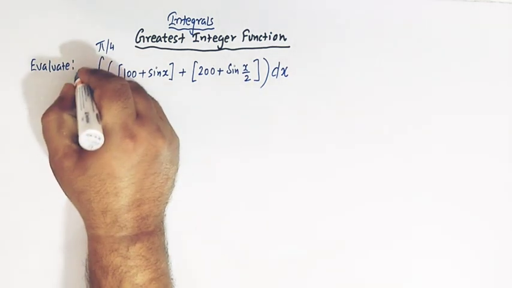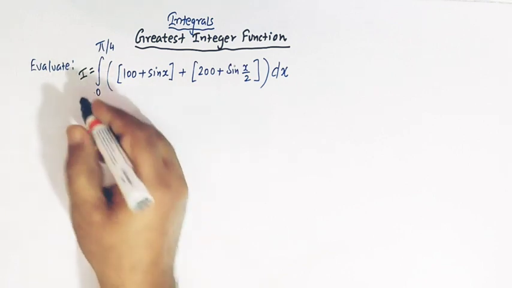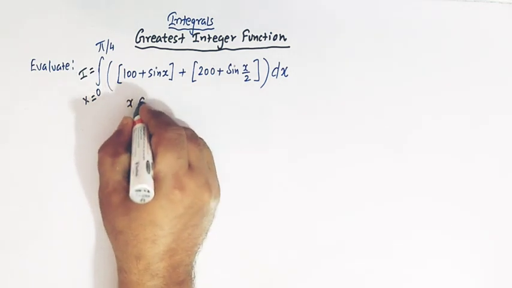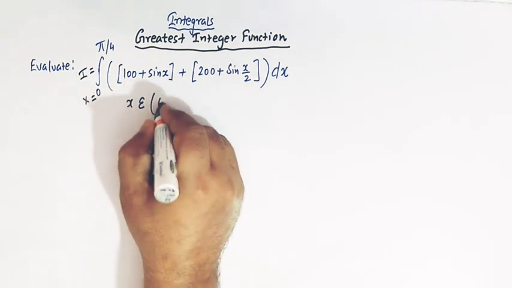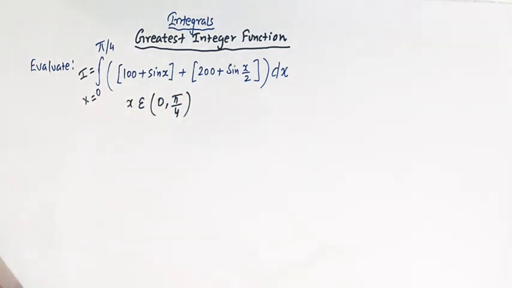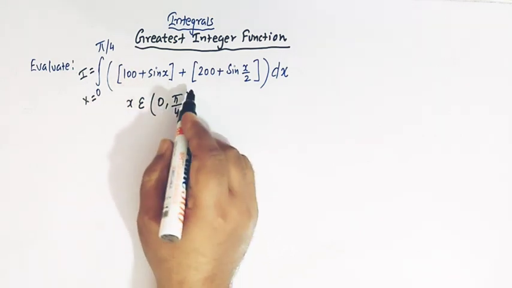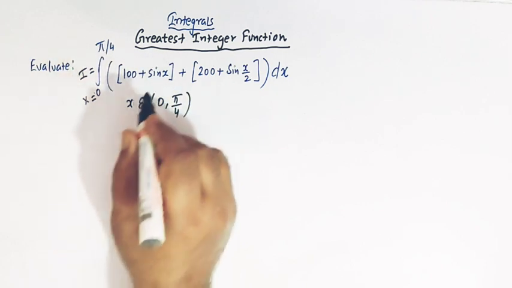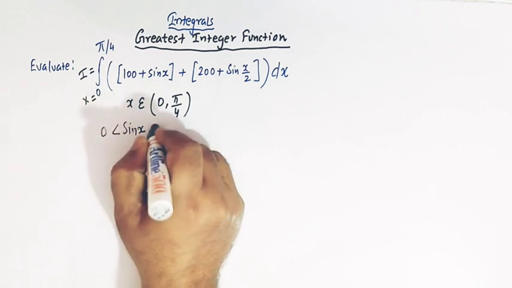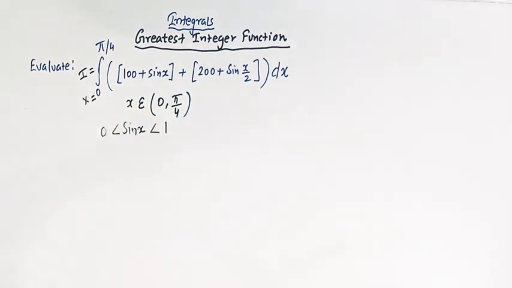So now let us call this integral I. Now see here, the lower limit is 0 and the upper limit is pi by 4, so x belongs to the interval 0 to pi by 4. From trigonometry, we know that when the angle x belongs to 0 to pi by 4, we are in the first quadrant, and the value of sine x lies between 0 and 1.